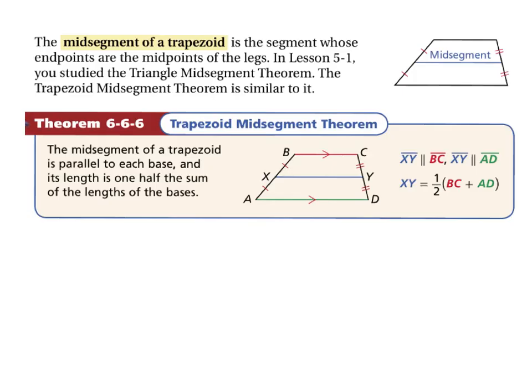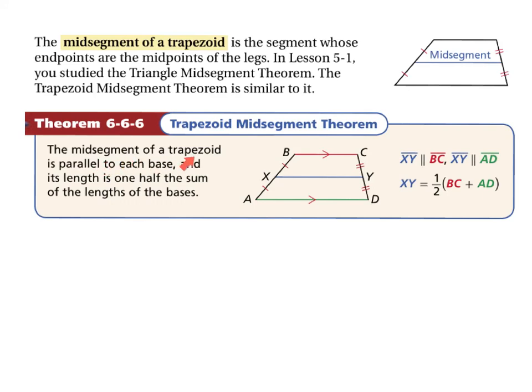All right, the next thing we're going to talk about is the midsegment of a trapezoid. Now, the midsegment of a trapezoid is similar to the midsegment of a triangle. So the endpoints right here of each of these legs are connected by a segment. That is called the midsegment. So this is similar to the triangle midsegment theorem.